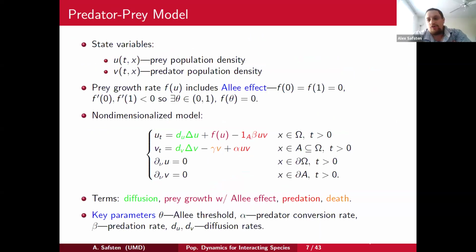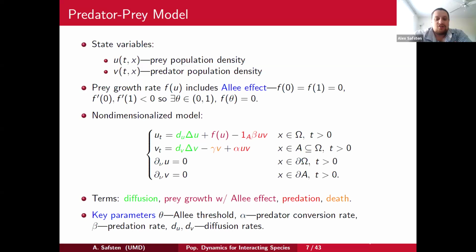So we model u and v, the prey and predator population densities respectively. We will use a growth function, f(u), for the prey that includes the LE effect. So f(u) is a function of one variable, and f(0) equals 0, f(1) equals 0, and there's another root, f(theta) equals 0, with theta somewhere between 0 and 1. And we're not going to specify a precise form of f, just that it is a smooth function with these properties.